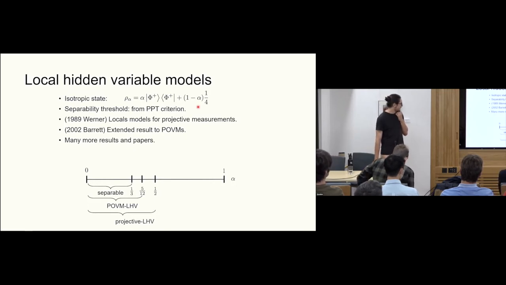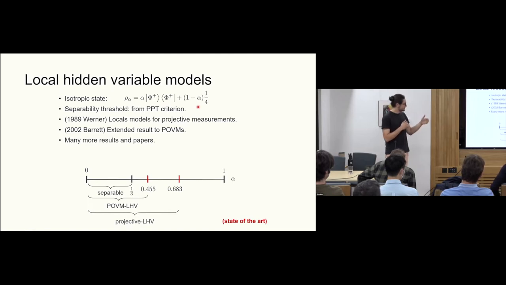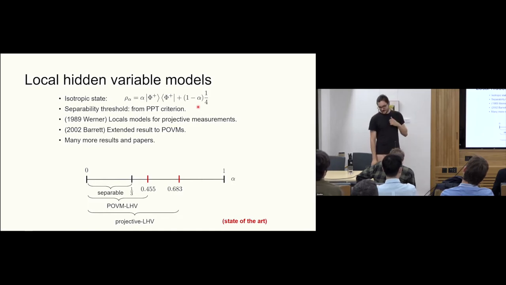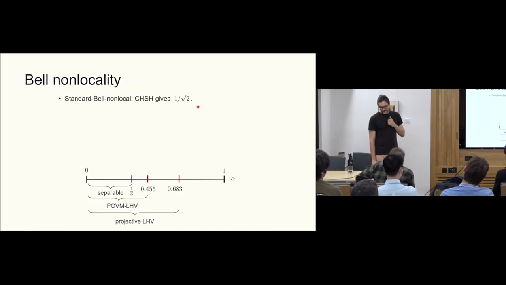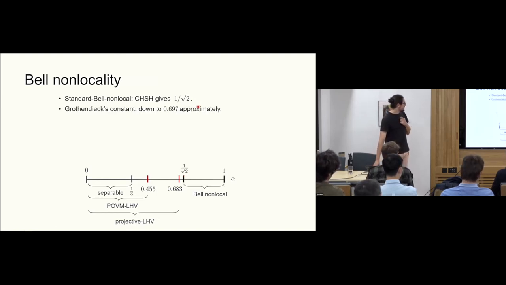I'll not explain how, but you get better numbers. Now it's known that you have a local model for projective measurements up to 0.683 and for POVMs up to 0.455. That's from one direction, from the local models. Then we can go from the other direction and just see non-locality. With just the CHSH inequality, you get 1/√2. And with more complicated techniques, you get just very slightly below it, like 0.7. And then there's this gap where no one knows what happens between 0.683 and 0.697.